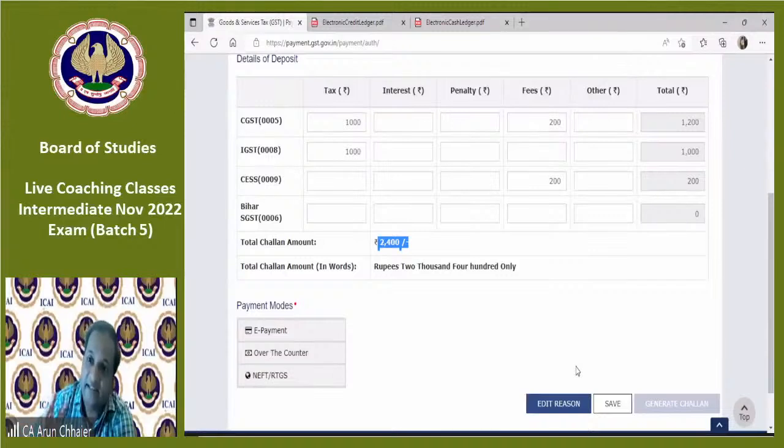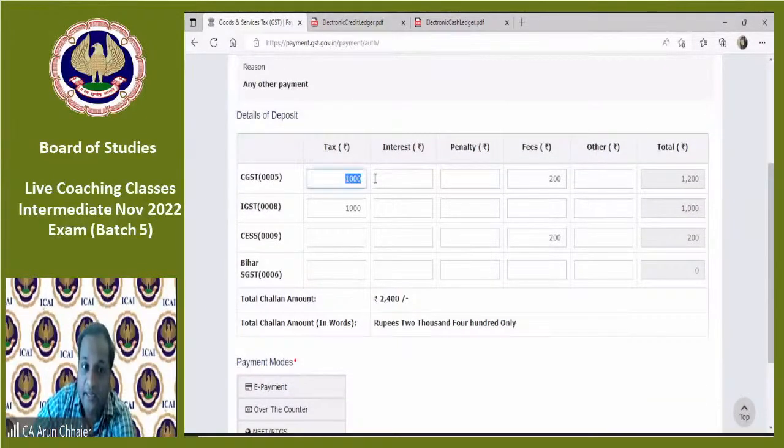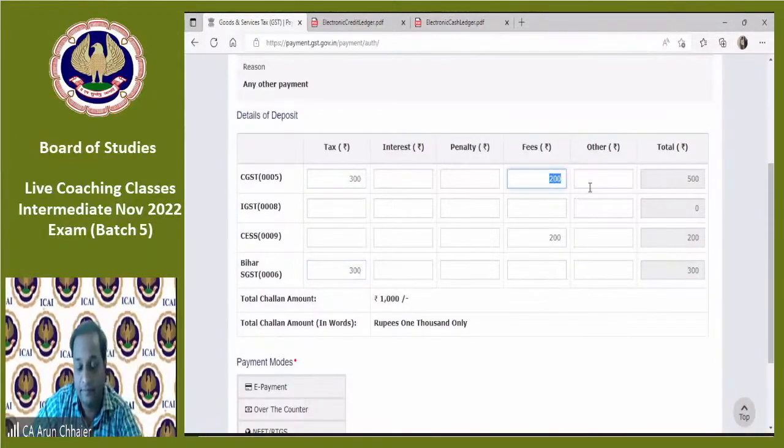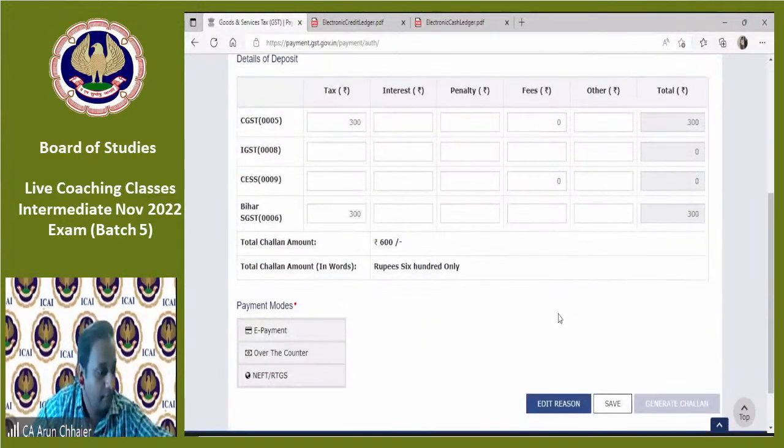So that 600, how you will pay? You will pay through bank. That is, you are creating the challan and let's say 300 CGST and 300 is the SGST. So you are making the payment of 600 like this. What happened? Now you have paid the amount through net banking, let's say. You have paid the amount.